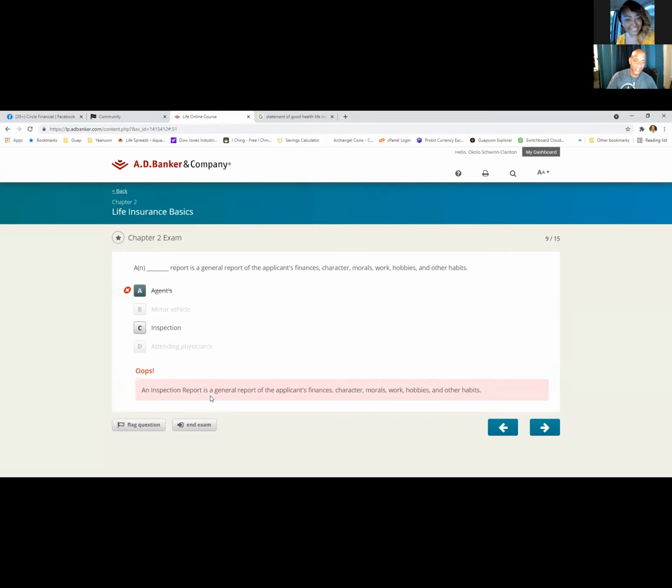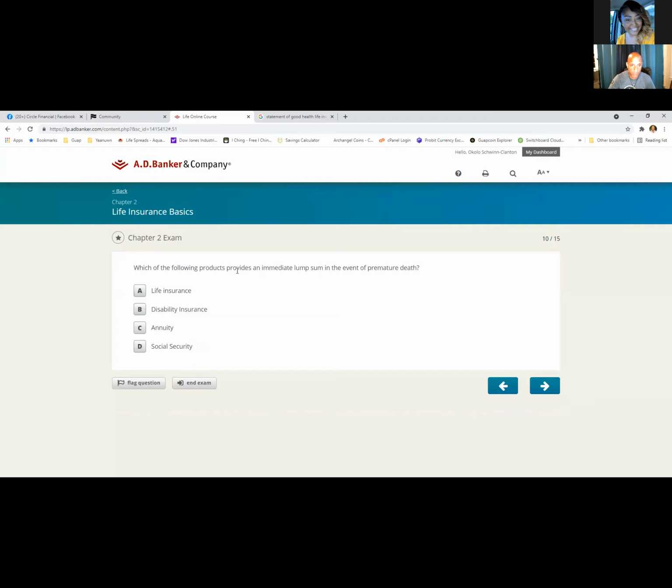It's inspection. So the inspection report is a general report of the applicant's finances, character, morals, work, hobbies, and other habits. Yeah, because the agent is only going to go by what you say, but the inspector will go out and find out the information. So, right. Yeah.